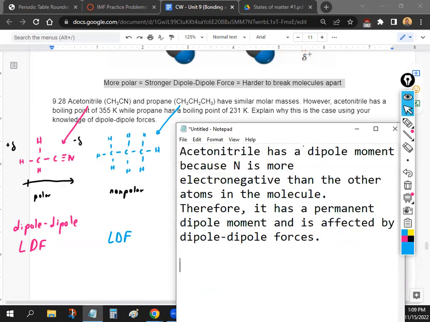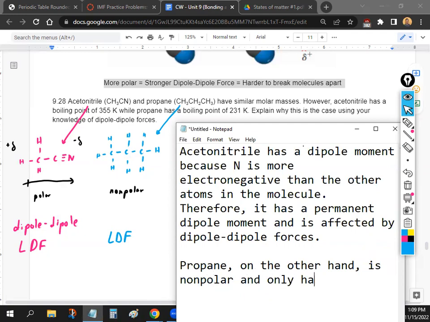And then you can write something like, propane, on the other hand, is nonpolar and only has London dispersion forces, which is weaker than dipole-dipole. And then the last paragraph, you can write something like, therefore, it takes more energy to break apart a sample of acetonitrile, increasing the boiling point.